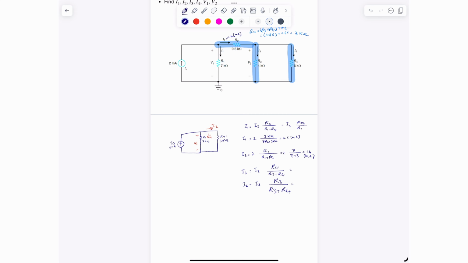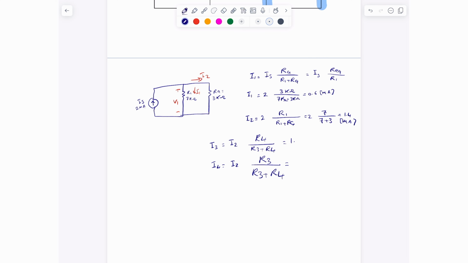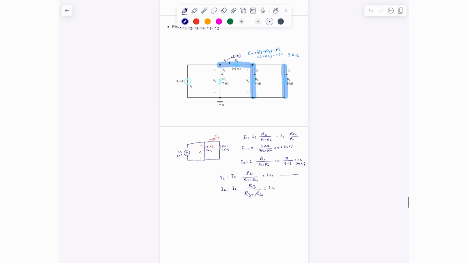You can do the calculation here, and you'll see that I2 happened to be 1.4. This is also 1.4 times R4, let me just do that here. So R4 is 6 kilo ohms divided by 4 plus 6. And this one here, I'm interested in R3, which is 4 kilo ohms divided by 4 plus 6. And we should be able to figure out what these numbers are. So this one happened to be 0.84 milliamps, and the other one happened to be 0.56 milliamps.